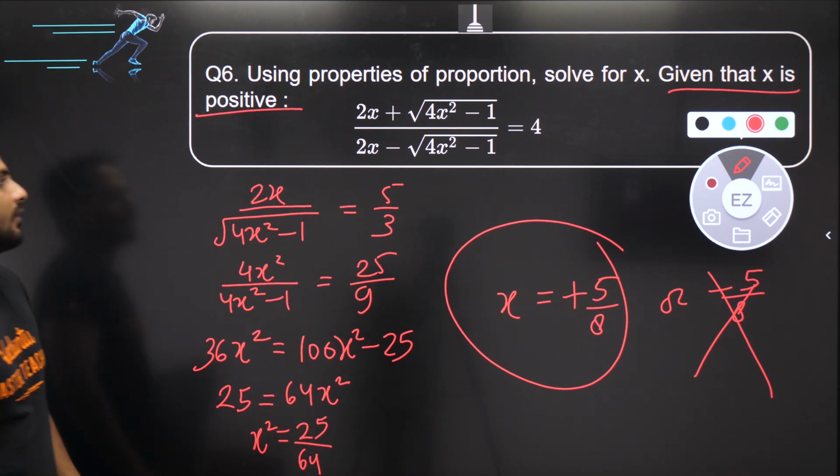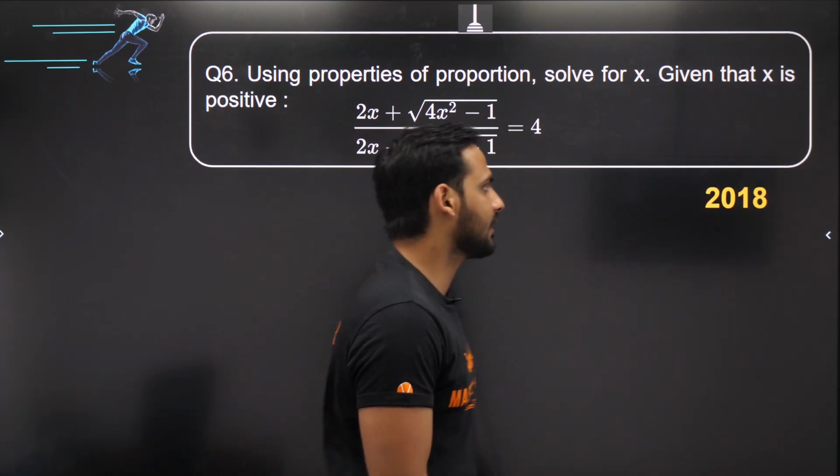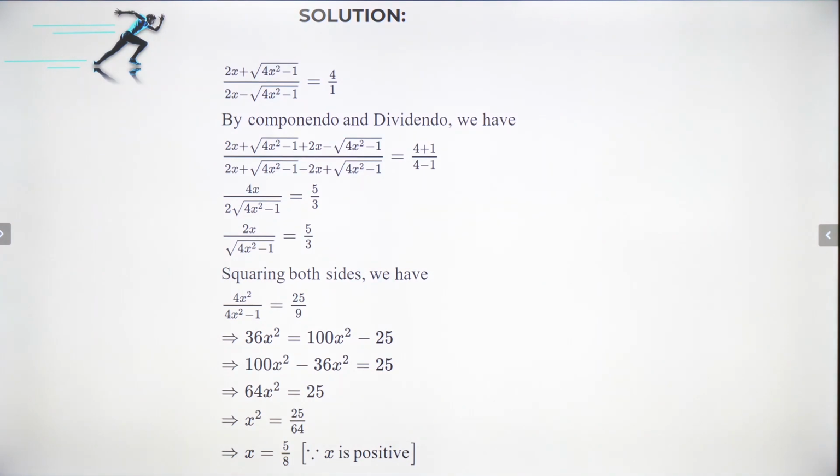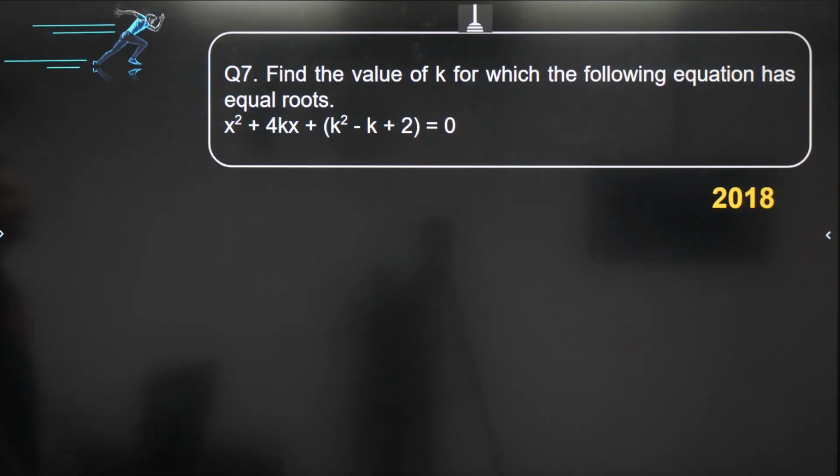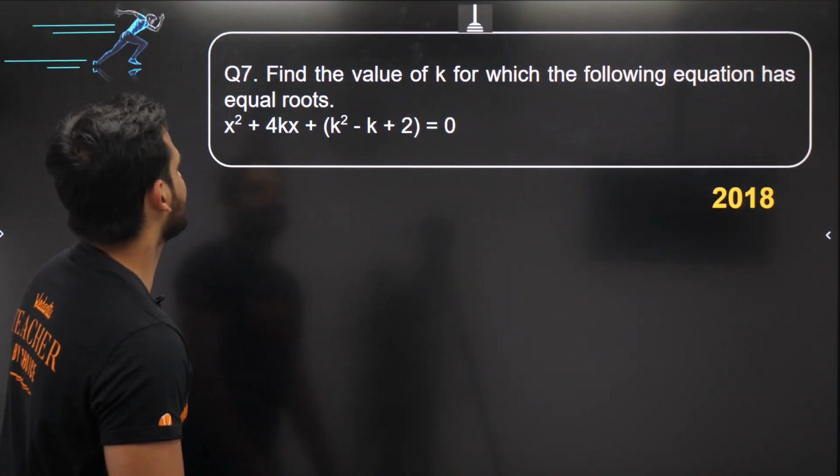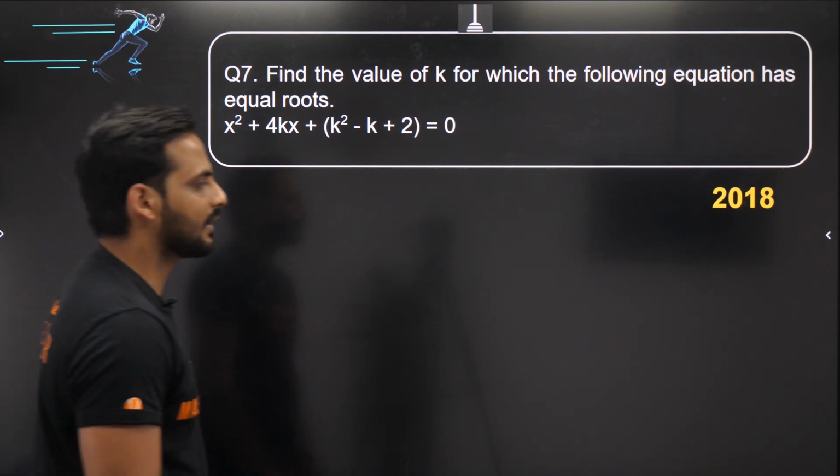So again here you can see this is again an example of the componendo dividendo rule, right? Let's move to the next question. Find the value of k for which the equation has equal roots. It is a very easy concept.